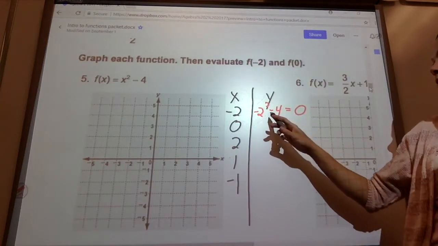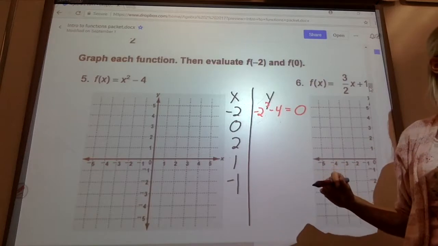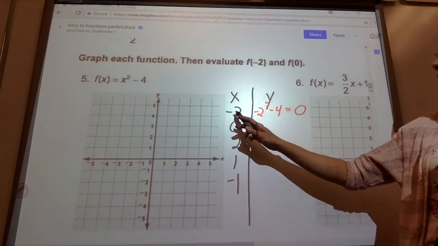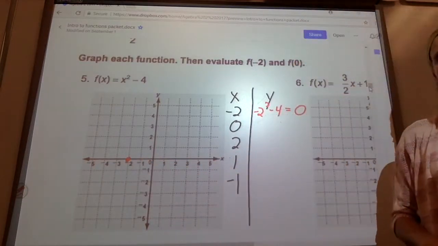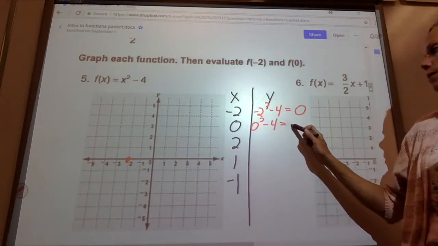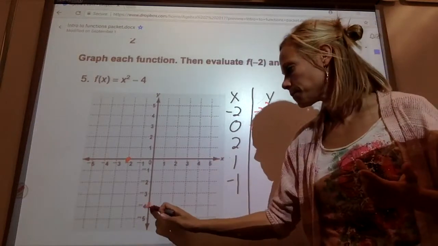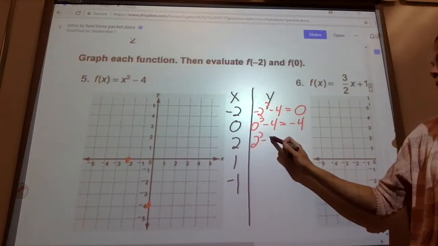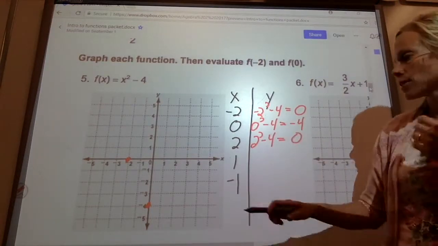How do you know that's 0? Because 4 minus 4 is 0. Negative 2 squared is 4. So I would graph negative 2, 0, which is right here. The next one is -4. So put in 0. 0 squared minus 4 would be negative 4. That's another point. 0, negative 4. Put in 2. 2 squared minus 4 again is 0. 4 minus 4 is 0.